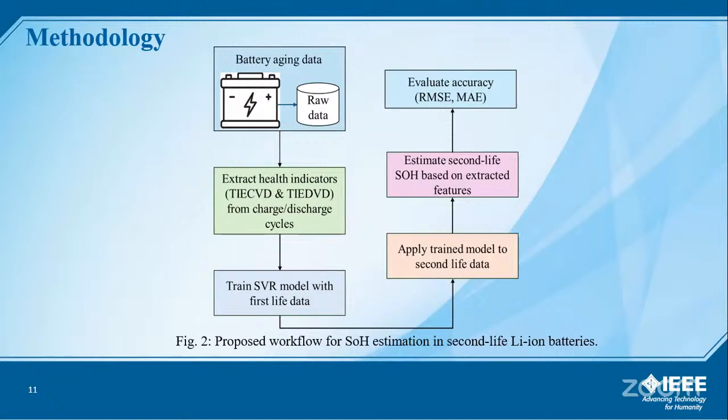The proposed workflow for our project: the proposed estimation method includes loading the NASA battery aging dataset, extracting the key health indicators from the voltage measurements, and training an SVR model on the first life dataset for the first 1,000 cycles. Applying the trained model to second life battery cycles to estimate the SOH. The evaluation of model performance uses the RMSE and the mean absolute error. This process enables accurate SOH estimation with minimal data input.